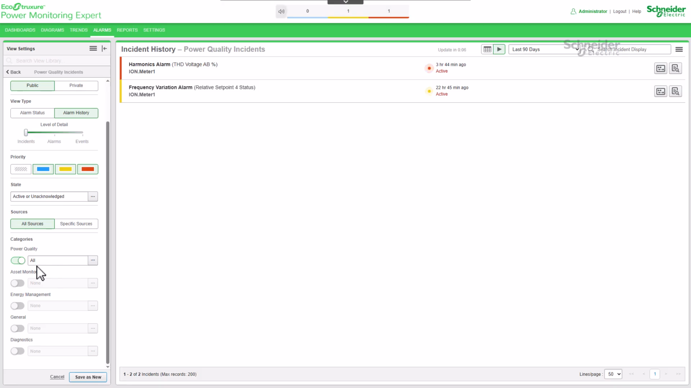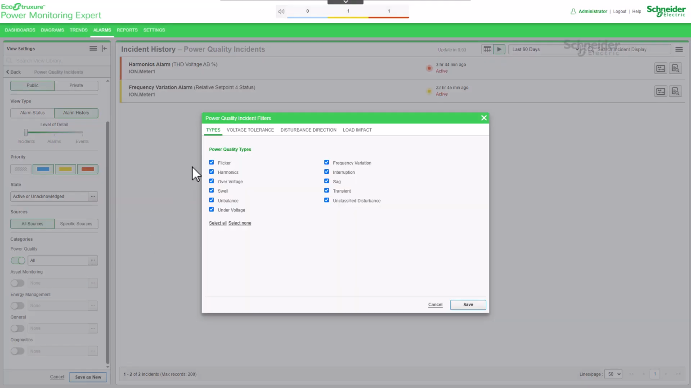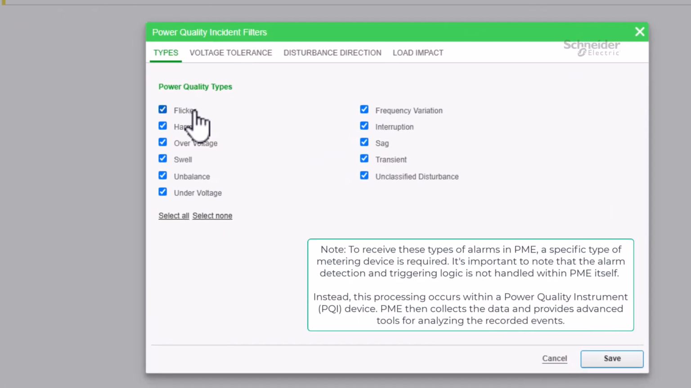The key part is in categories. You will notice that only power quality is enabled, while the other four categories are disabled. Click on the ellipsis next to power quality to see exactly what types of alarms are included in this category. There are 11 power quality alarm types: flicker, harmonics, overvoltage, swell, unbalance, undervoltage, frequency variation, interruption, sag, transient, and unclassified disturbance. This means that in this system view, you will only see these types of alarms and no others.